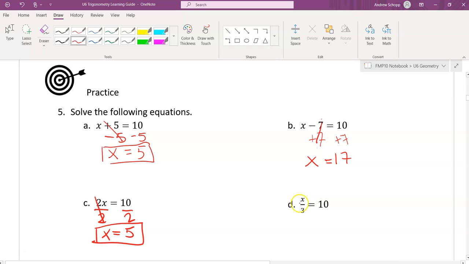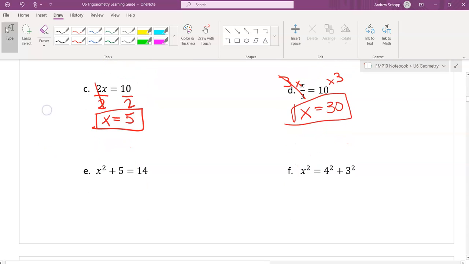For d, we have x being divided by 3. And the inverse operation to that would be multiplying by 3. So we multiply by 3 on both sides. On the left, we have 3 divided by 3, which just gives us 1. So 1x. And 10 times 3 is 30. Those are your most basic kind of one-step equations.